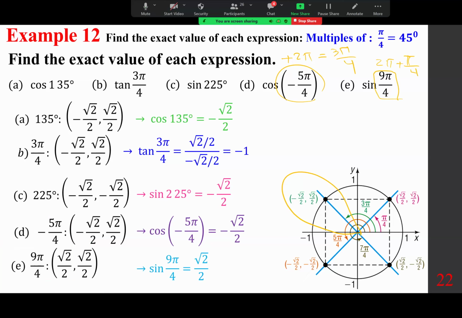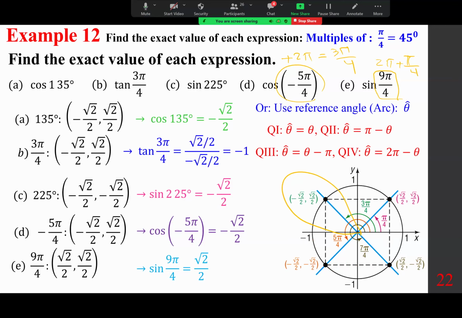Now, what I want to add at the end is this concept, and that is called reference angle or arc. Class, the easy way is to use the reference angle or arc. They call it theta hat, theta prime, theta bar, depending on the text. Again, they may call it theta hat or theta bar or theta sub r, things like that.